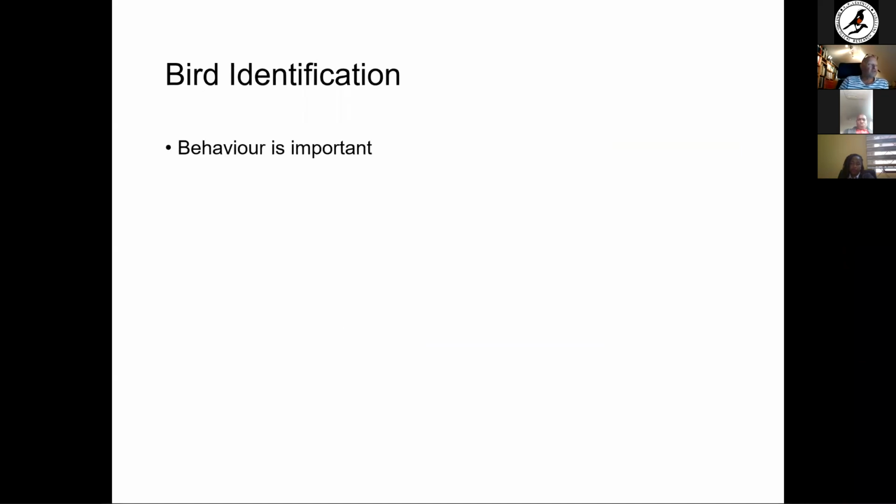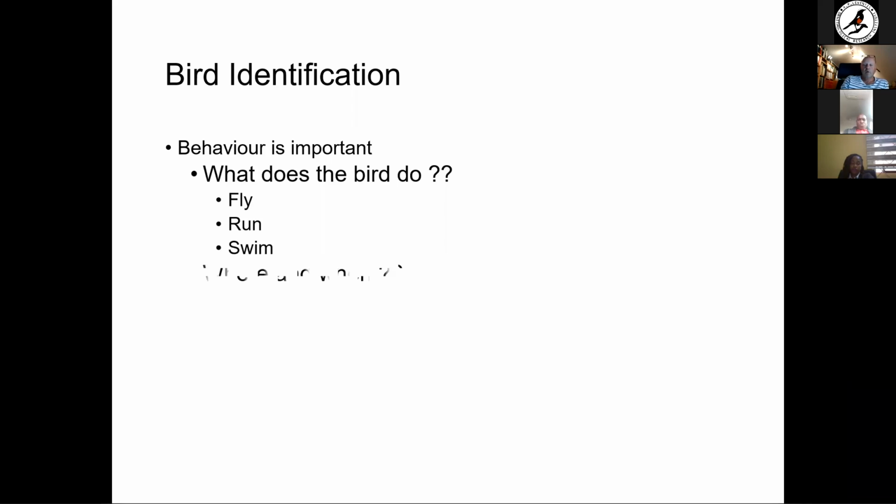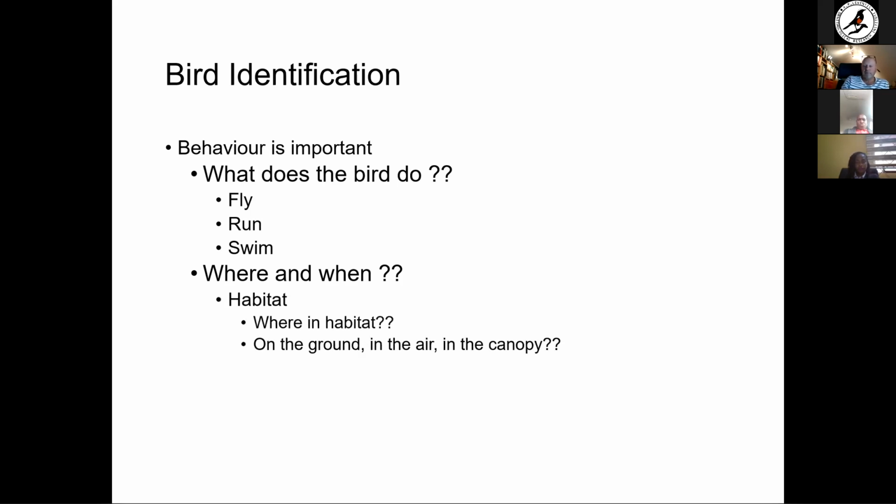So to know more about what you see, you need to take care of looking at things like behavior. That is very important. What does a bird do? Does it fly, run, swim? Where and when did you see it? Timing and space is important. Where is it? In which habitat? Where in the habitat? Whether the bird is on the ground or in the air or in the canopy. Seasonality. Some birds are migrants, so you can't see them all year round. If you can answer these questions, you will come closer to what you see.